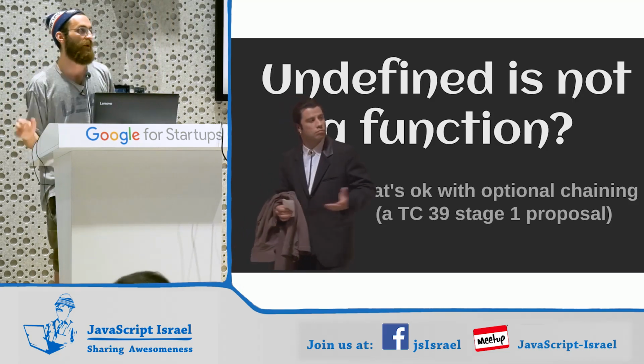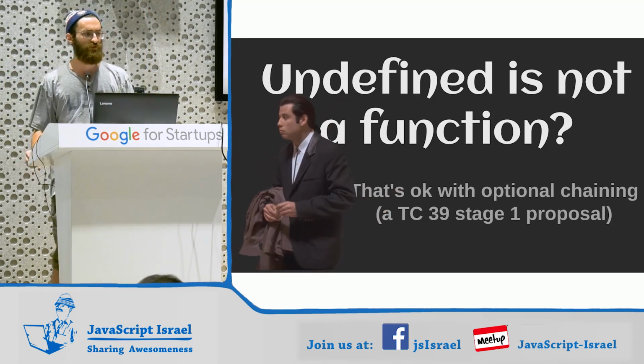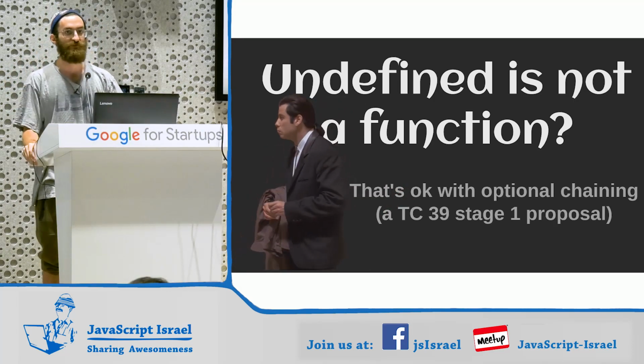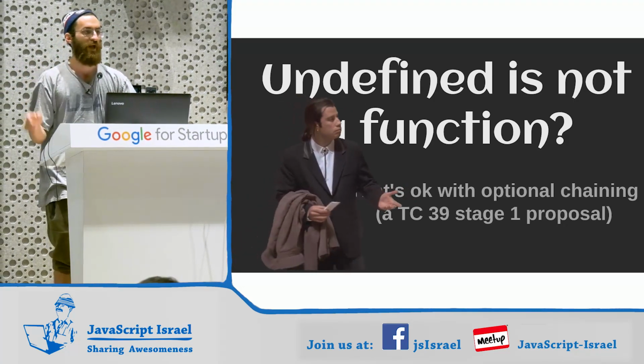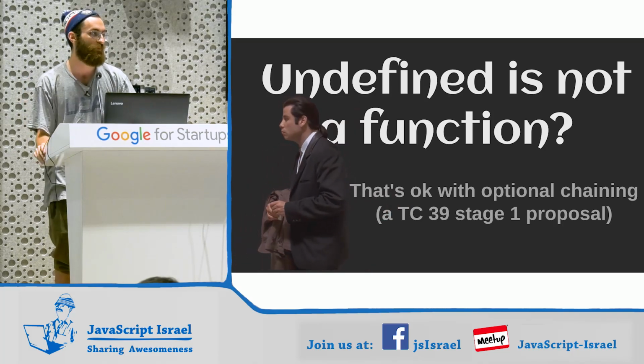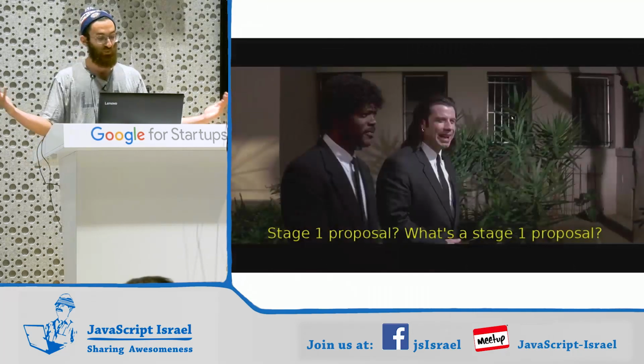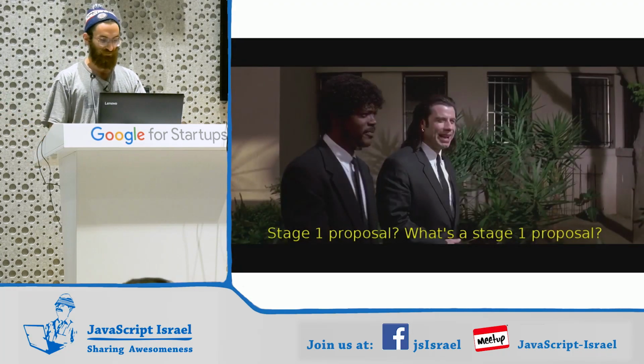Hooray, 5 people. Okay, so what we're going to do today, we're going to talk a bit about what Itamar showed in his slide, what Eliran asked about: what is a TC39 Stage 1 proposal, what does it mean, what's going on. So what's a Stage 1 proposal?